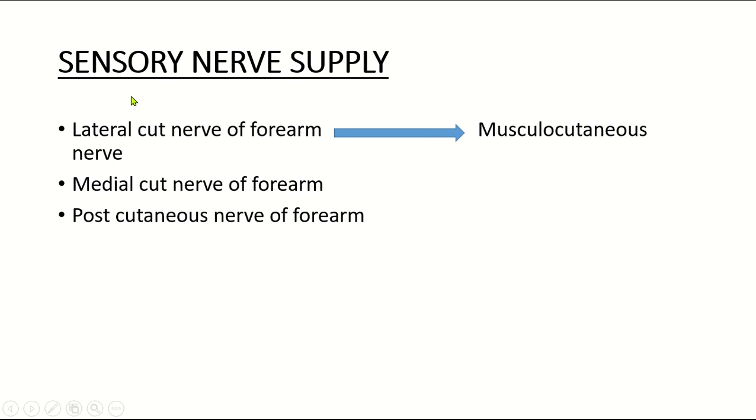Hello guys, today we will study about forearm. So first of all we will see the sensory nerve supply. The lateral cutaneous nerve of forearm supplies from the musculocutaneous nerve, and the medial cutaneous nerve of forearm and the posterior cutaneous nerve of forearm.